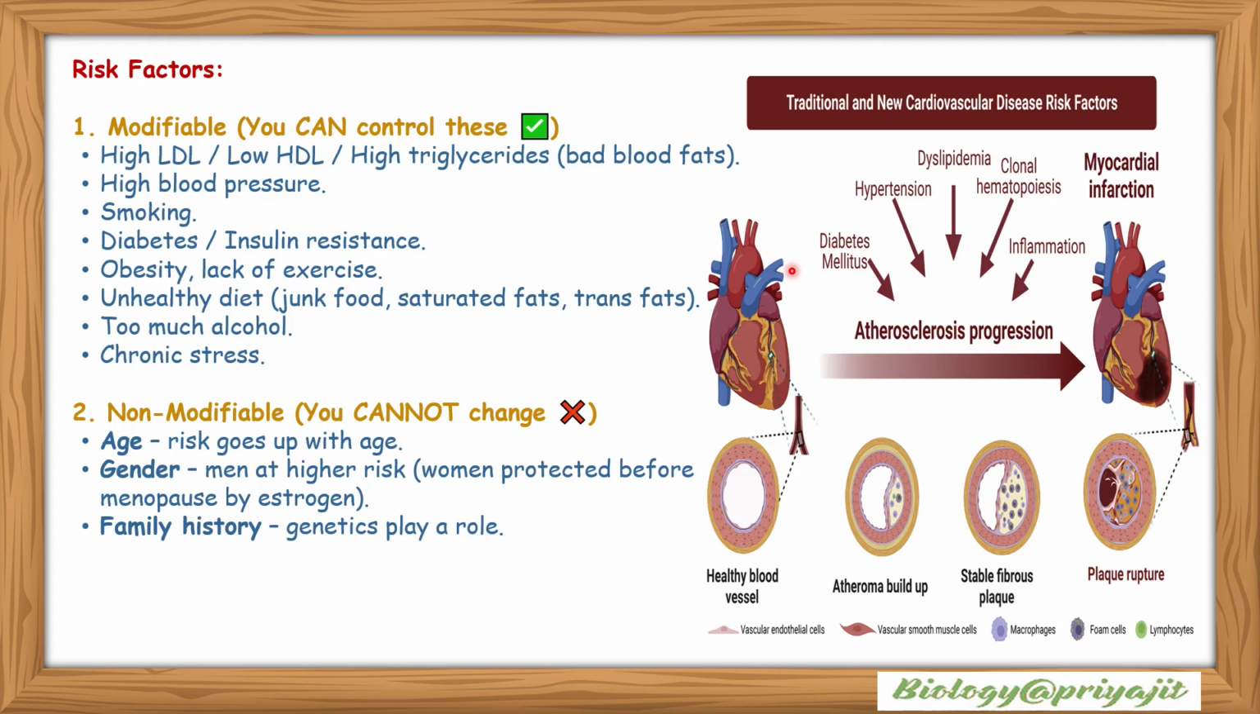Risk factors. Modifiable, which you can control: high LDL or low HDL, high triglycerides or bad blood fats, high blood pressure, smoking, diabetes or insulin resistance, obesity, lack of exercise, unhealthy diet, junk food, saturated fat and trans fat, too much alcohol, chronic stress. Non-modifiable, which you cannot change: age, risk goes up with age. Gender, men at higher risk; women are protected before menopause by estrogen. Family history, genetics play a role.